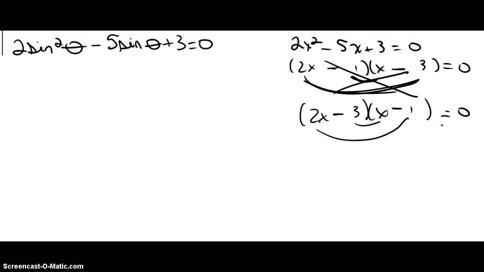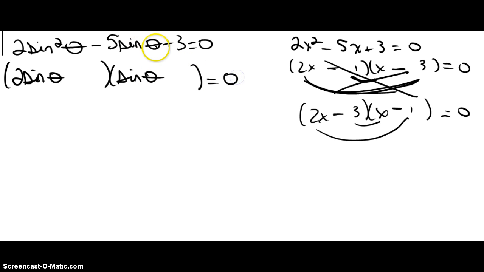So again, kind of a similar thought process over here. I have 2 sine of theta, I have sine of theta, and my goal is to get a 5 there. So if I put a 3 and a 1, negative, negative, I end up getting what I want. All right, so just like over here, you'd set each piece to 0 and solve. I'm going to set each part of these to 0.